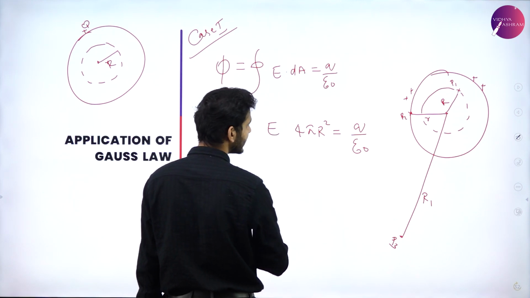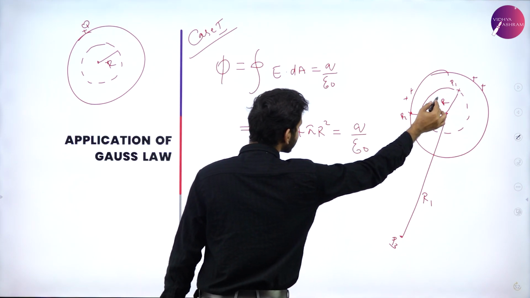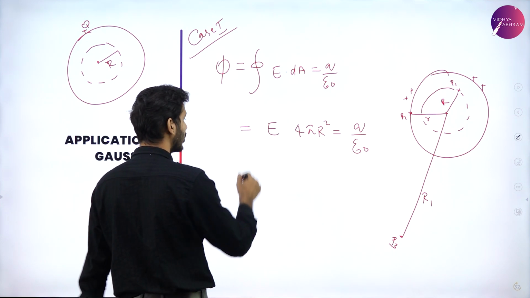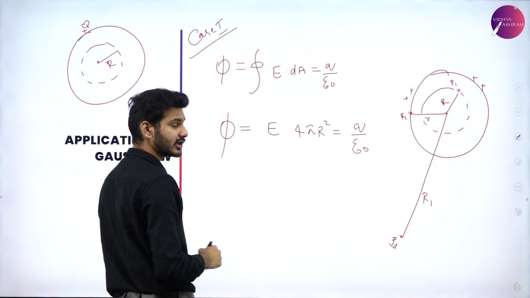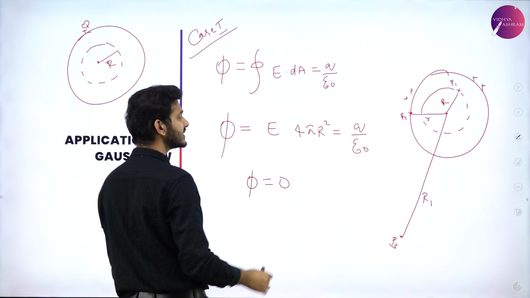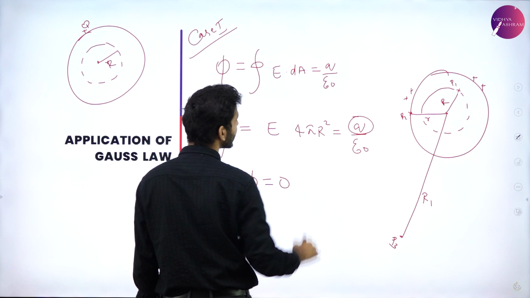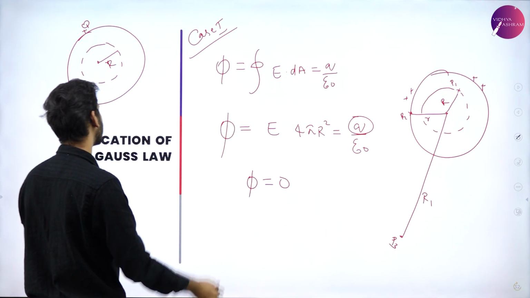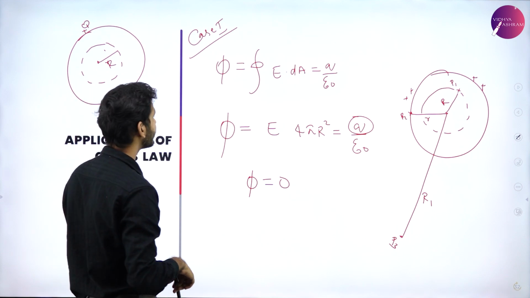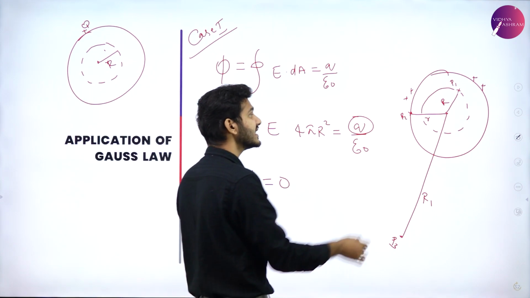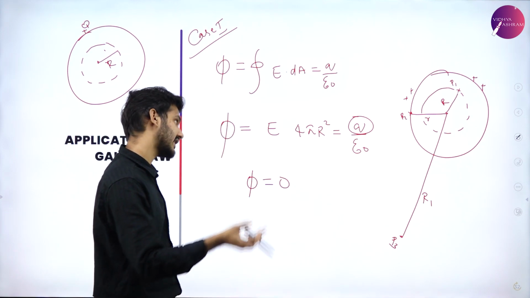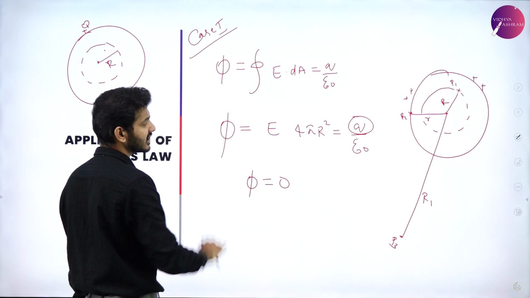Since there is no charge inside this region, the net electric field will be 0, or the flux will be 0. Flux is equal to 0 since there is no net charge enclosed in that particular boundary. There is no charge inside the sphere, so there is no charge enclosed inside this area, so there is no flux coming out of that area. That is what is meant by this equation here.